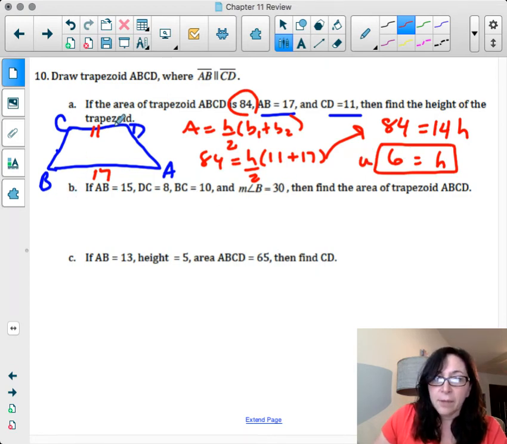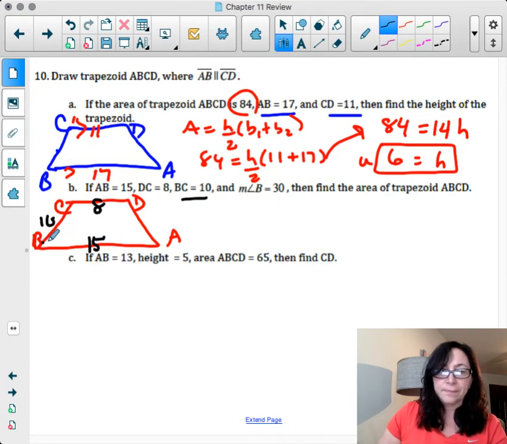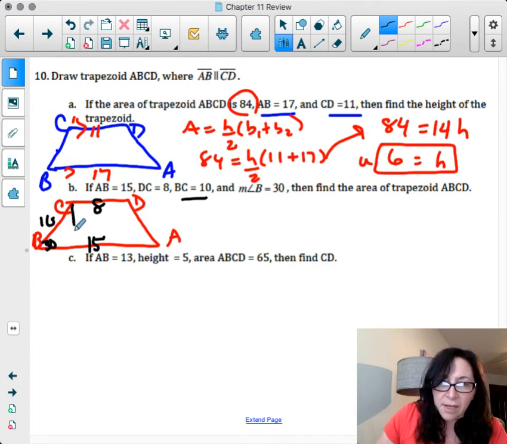I have to draw it again. Oh, and by the way, we know these are parallel, so I forgot to put those in. So again, I'm going to redraw my trapezoid. And I know that, let's see, here's A, here's B, and then C, and then D. And AB, let's see, AB is 15, so that's length is 15. DC is 10, no, DC is 8. BC is 10. And angle B is 30. So that's interesting. So what that does is do this.